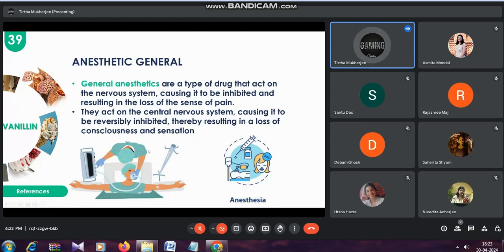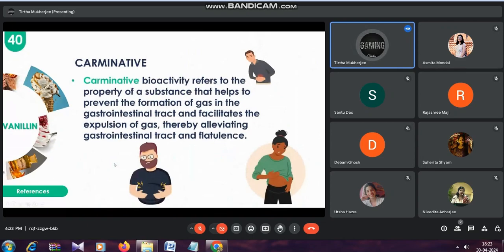Now general anesthetics are drugs that act on nervous systems, causing it to be inhibited and resulting in the loss of sense of pain. They act on the central nervous system, causing reversible inhibition, resulting in loss of consciousness and sensation. Here, reversible inhibition is when an inhibitor temporarily suppresses an activity which can be restored once the inhibitor is removed. So, references. Next is carminatic.